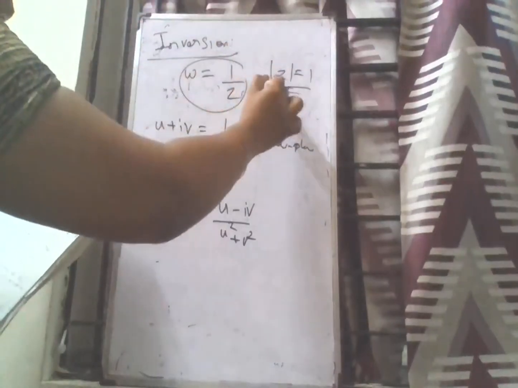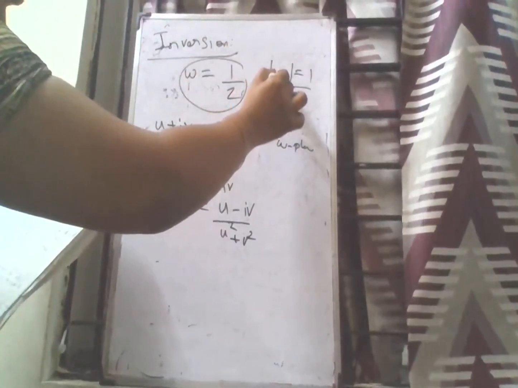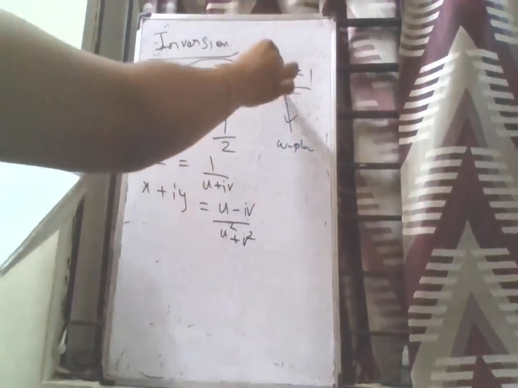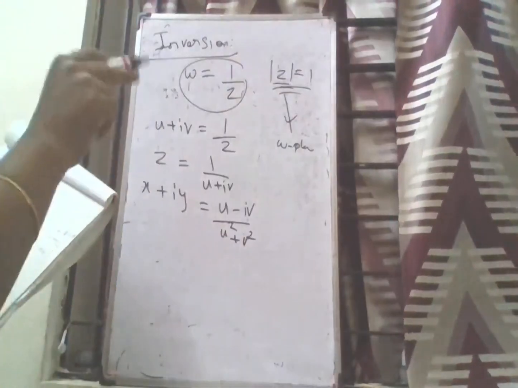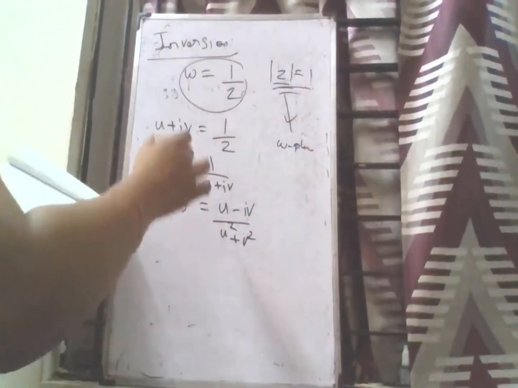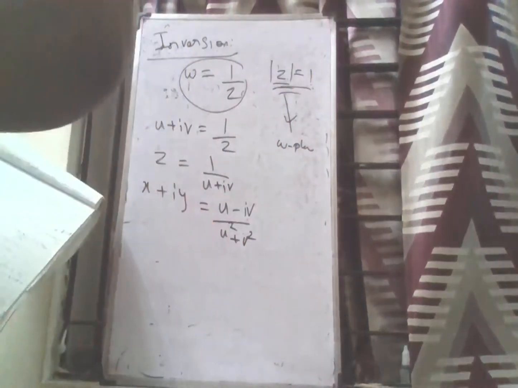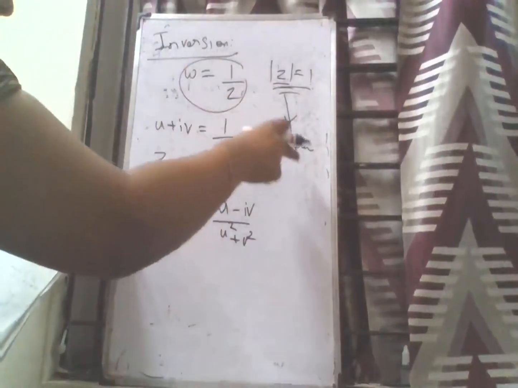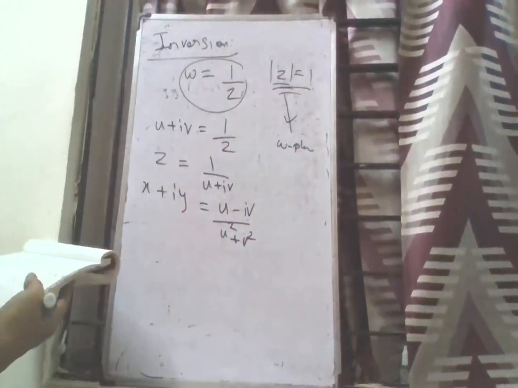I think by seeing this you are all clear. The radius is 1 and the center is 0 comma 0, because this is x plus iy, and x square plus y square is equal to 1. So 0 comma 0 will be your center and radius will be 1, isn't it? Using this equation you just solve this and find the image of your object circle in the w plane.